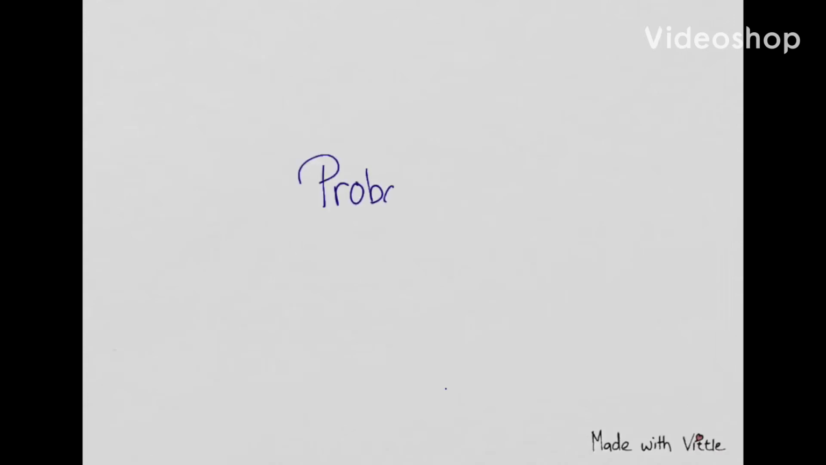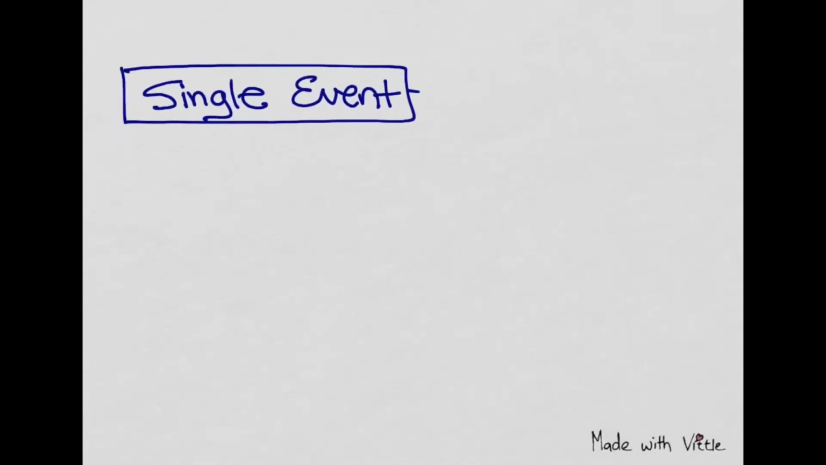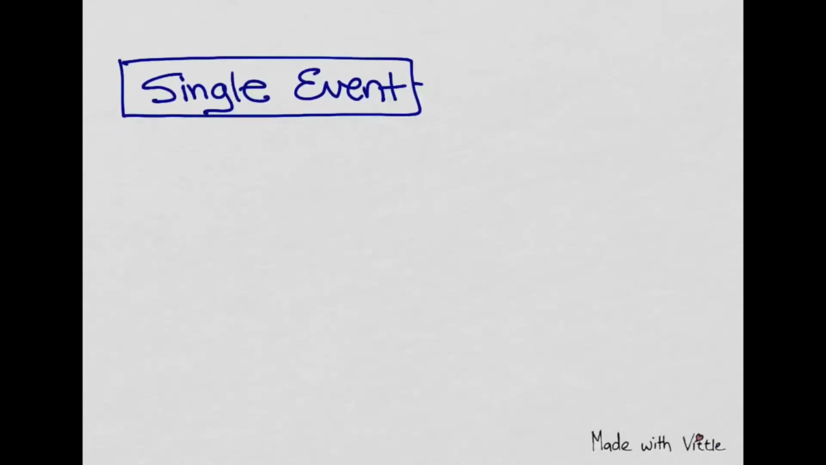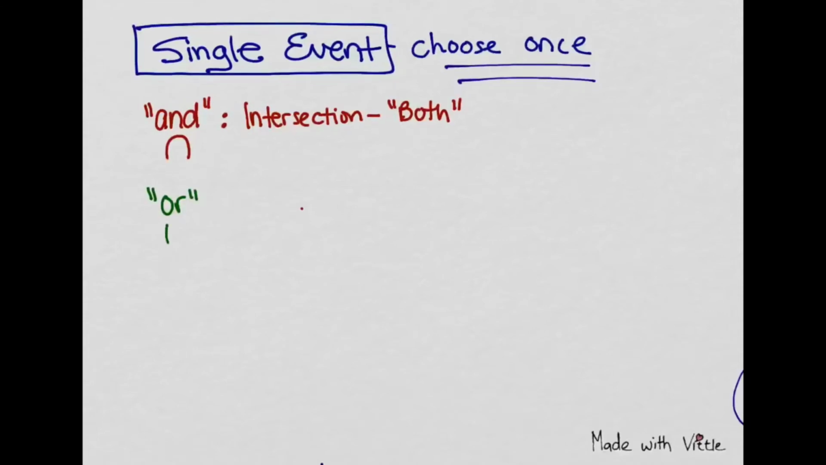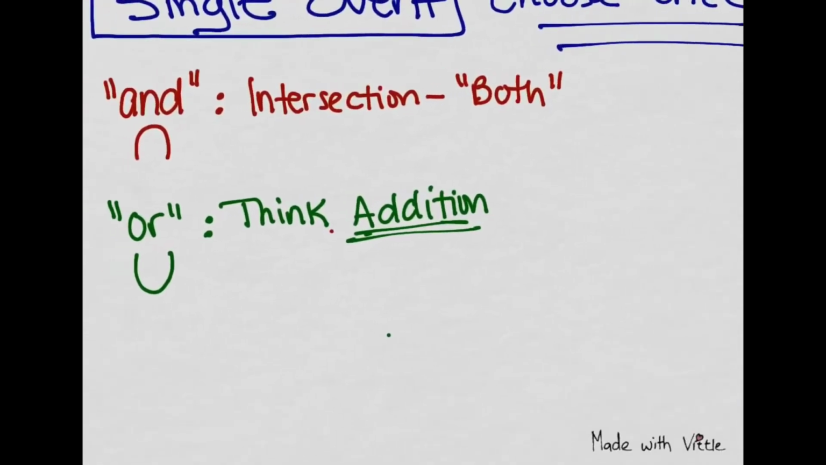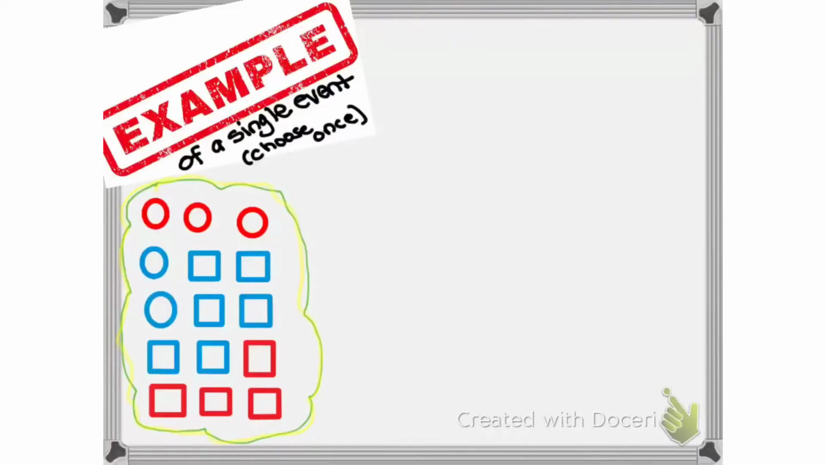Hi, this video will be a focus on probability with a single event. A single event means you really only choose once. For the event of "and," which is an intersection, you choose something that's both. But for "or," that's a disjunction, that means you have to think addition. But you have to get rid of whatever is both, that intersection.